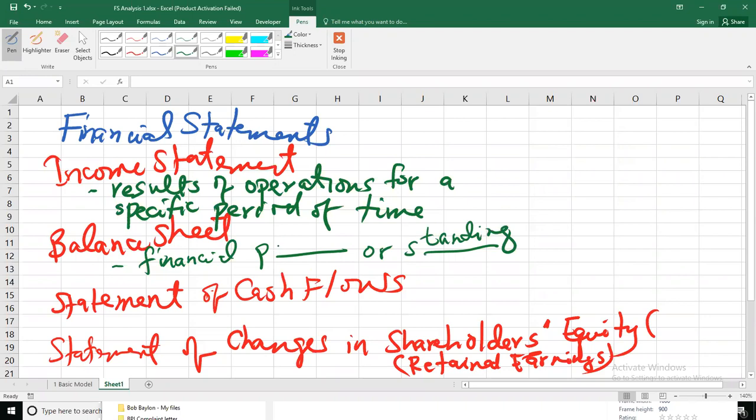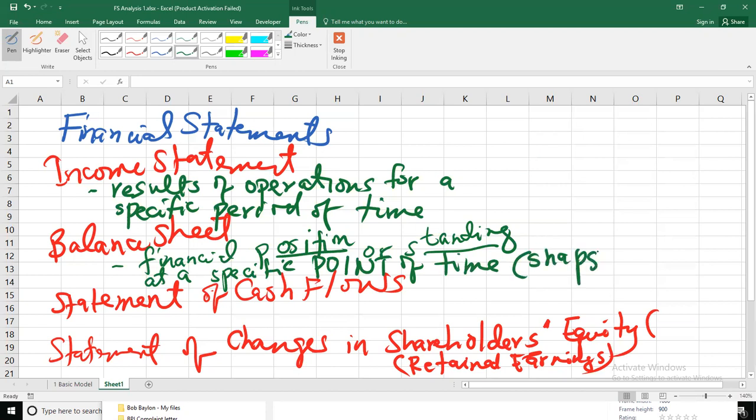Financial position. Correct. Thank you, Basti. Thank you, Eva. Financial position or financial standing at a specific what? Okay, thank you, Mika. It's a point in time. So, it's like a snapshot, no? Parang kinuhaan natin ng camera. It's a snapshot of the assets, liabilities, okay, and equity of the firm at a specific point in time.